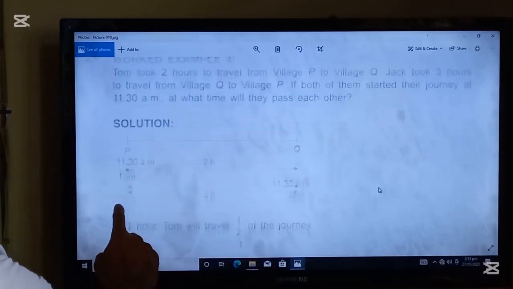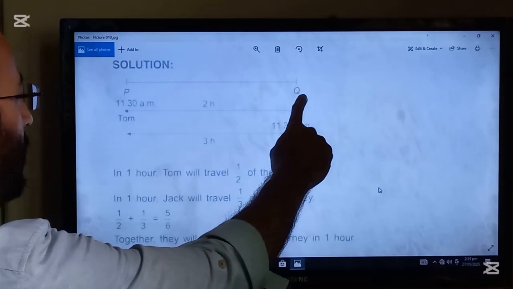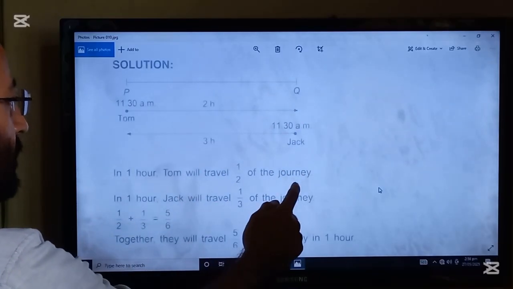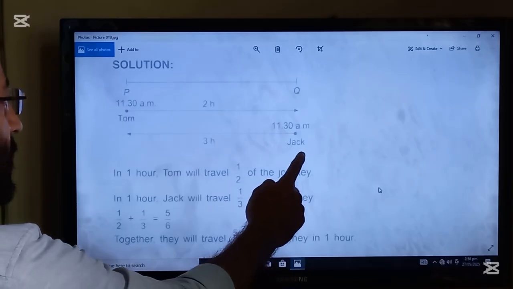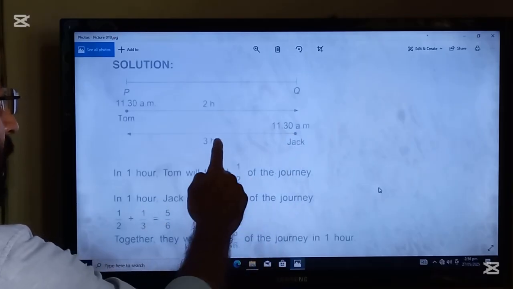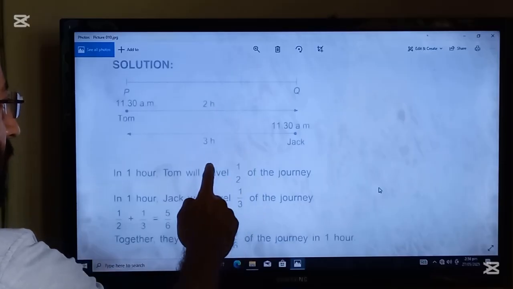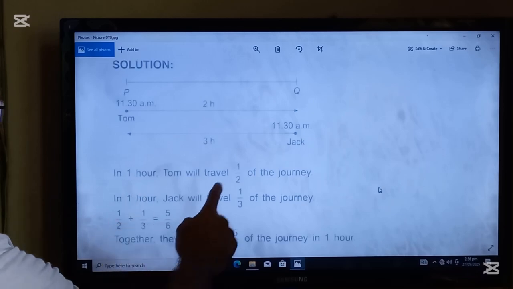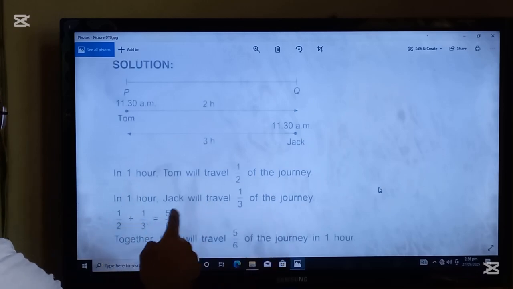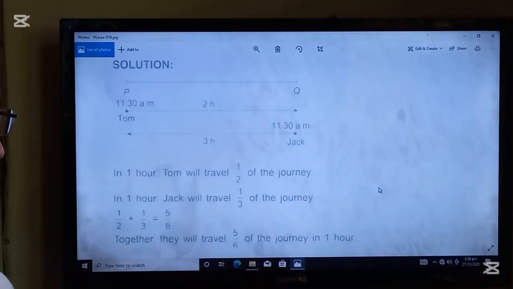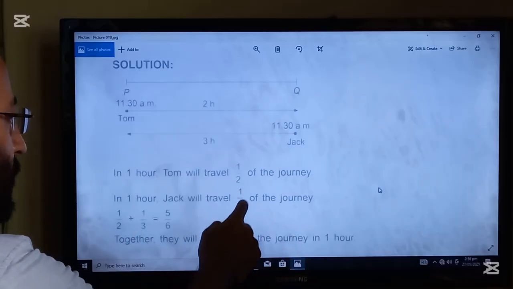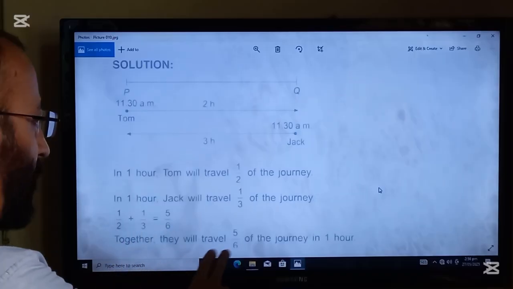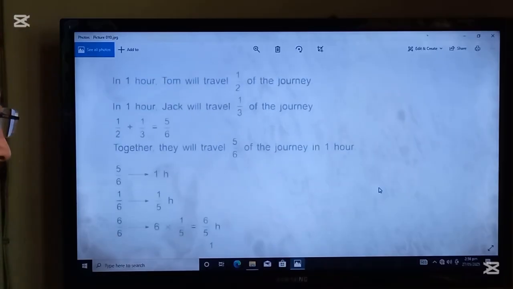Okay, if Tom is taking 2 hours to travel the full journey, it means in 1 hour Tom will travel 1/2, half of the journey. And Jack will take 1 hour to travel 1/3 of the journey, because he's taking 3 hours to cover the full journey. So Tom will cover 1/2 of the journey in 1 hour and Jack will travel 1/3 of the journey in 1 hour. Now we are adding these two journeys. So 1/2 plus 1/3 is equal to 5/6. So together they will travel 5/6 of the journey in 1 hour.